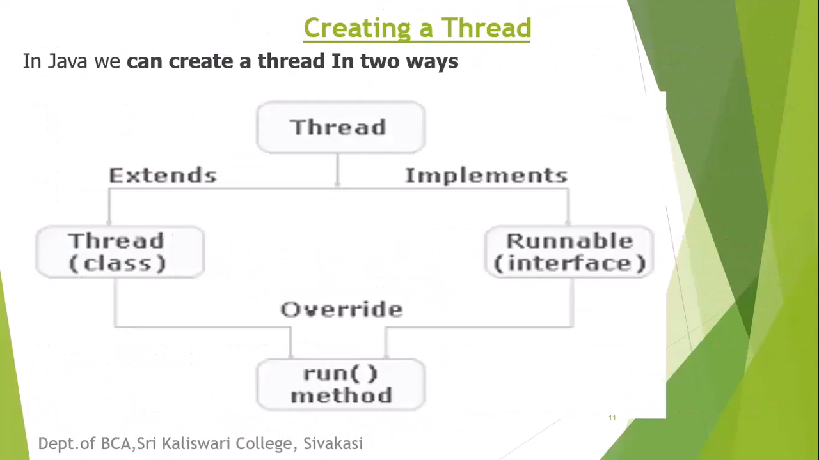Next heading, creating a thread. In Java, a thread can be created in two ways. One is by using the Thread class. The second one is implementing the Runnable interface. In both the Thread class and the Runnable interface, you override the run method. You can see the diagram now. Both simply override the run method in the derived class.